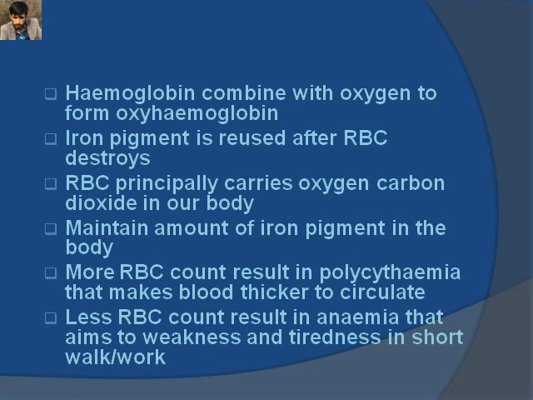The reaction in between hemoglobin and oxygen results in oxyhaemoglobin, and that is how oxygen reaches different parts of our body. Even when the RBCs die, the iron pigment in it can be reutilized by the blood. More RBC in blood result in polycythaemia and less RBC results in anaemia.